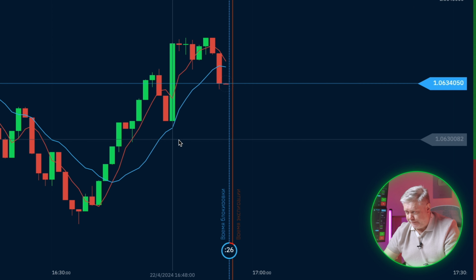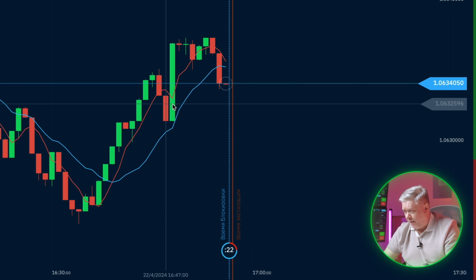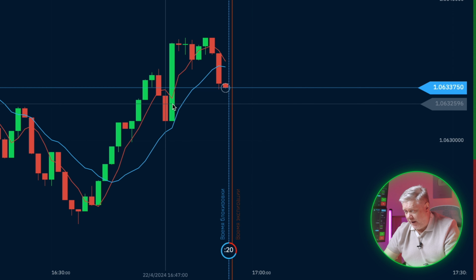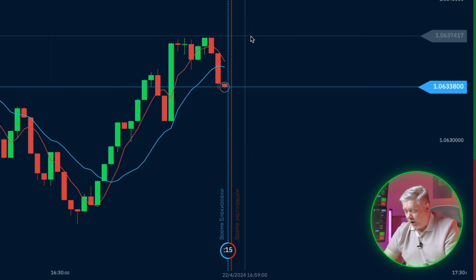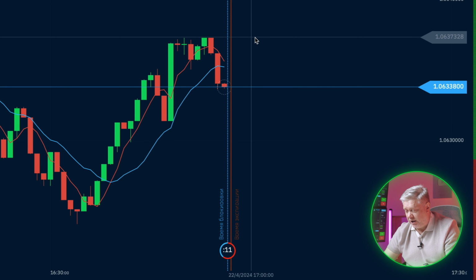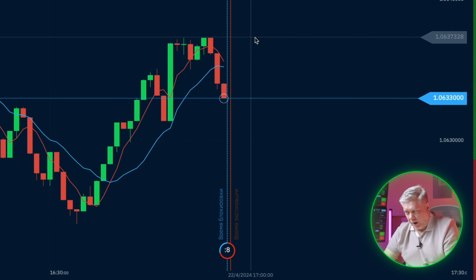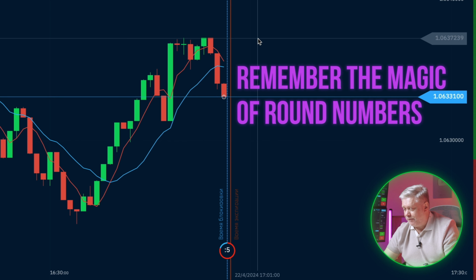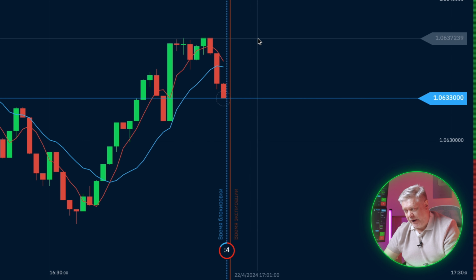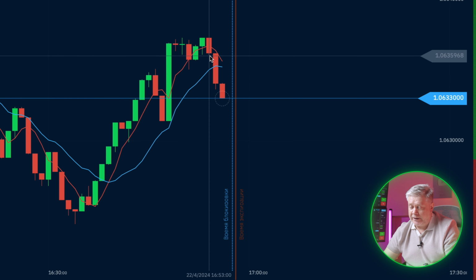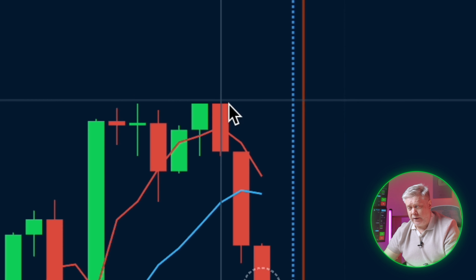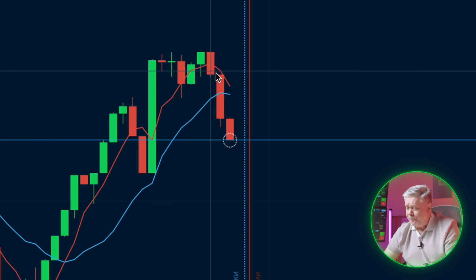Please note that the price has reached a local resistance level at 1.0637, or so. I'll round it up to 1.0645. Remember the magic of round numbers. Pay attention to the price, which could not overcome this mark. Then it began to decline. This is a bright signal for reversing the trend.